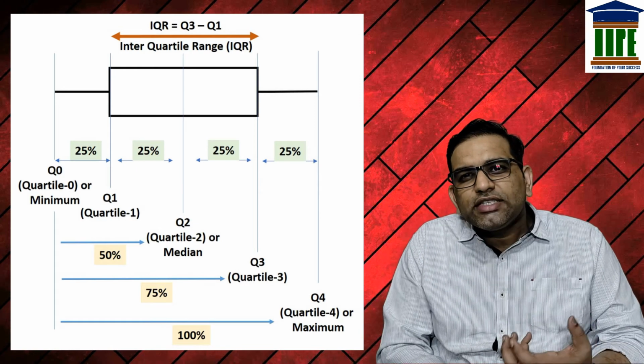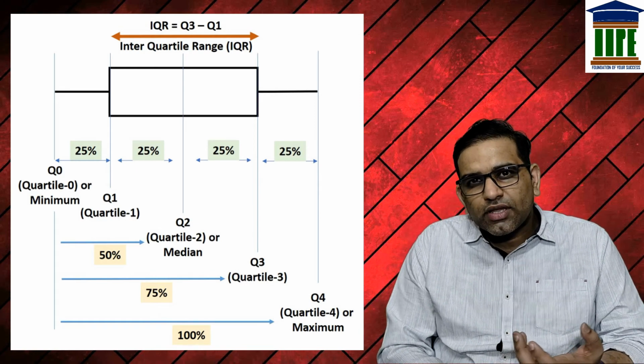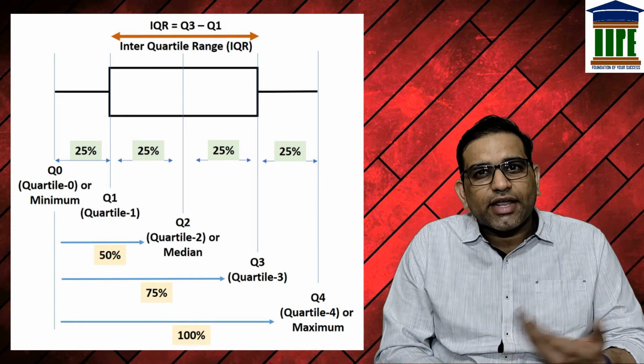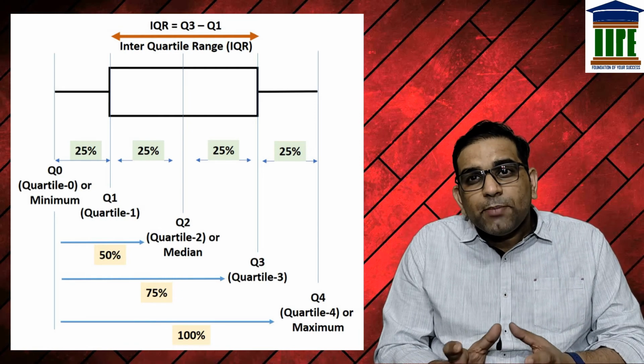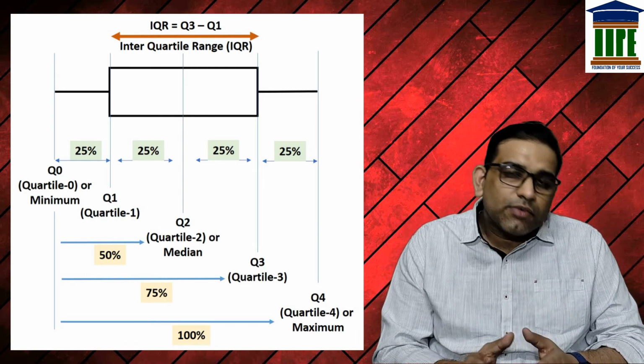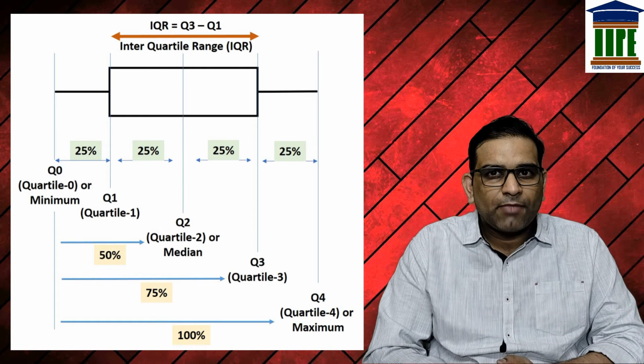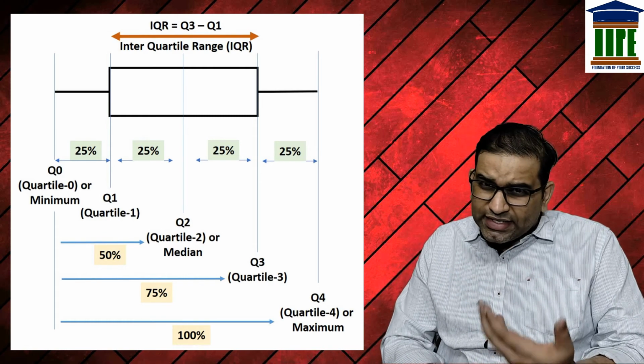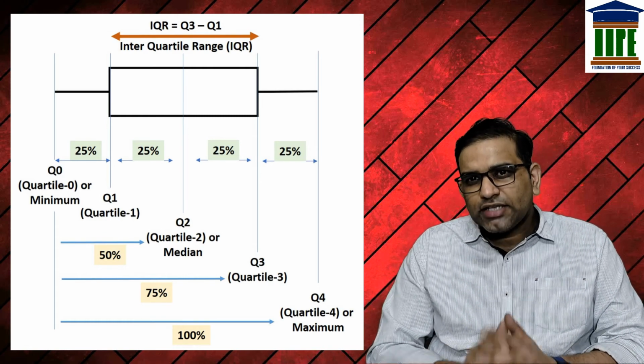There is one more concept called IQR. It is called the interquartile range. It describes the middle 50% of data in the entire dataset. It is calculated as Q3 minus Q1.